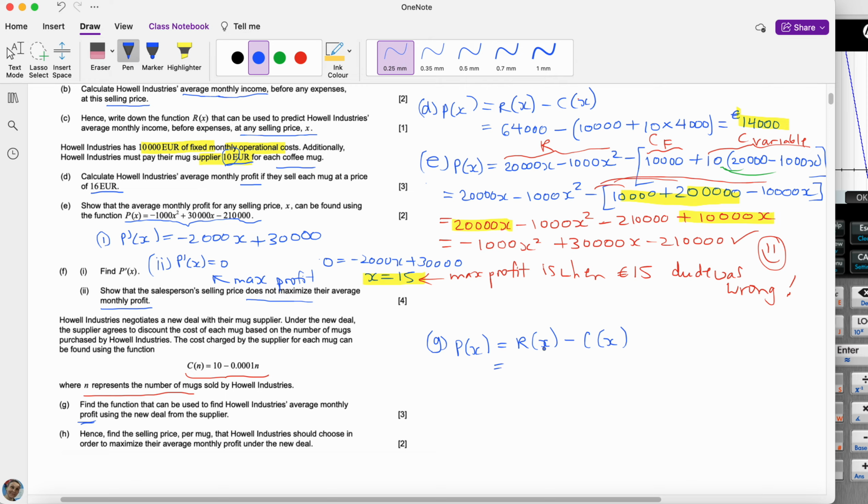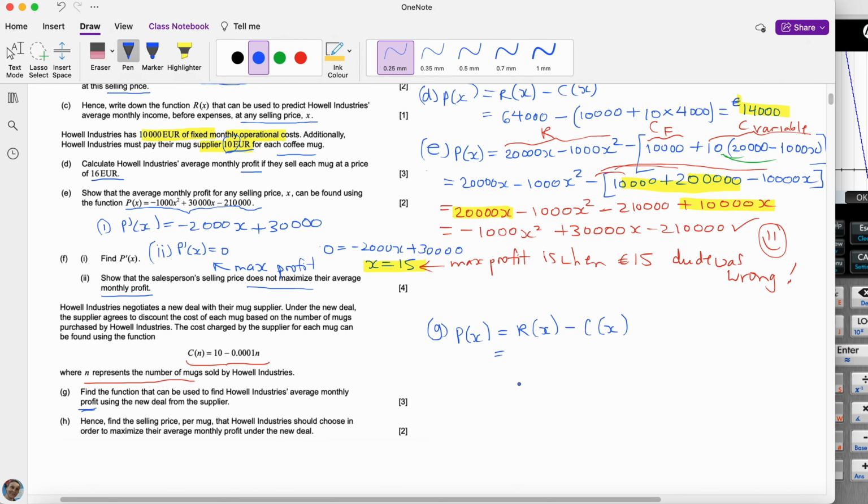Okay, so then we know our revenue function. You remember what's our revenue function? Our revenue function is still, we're using it a lot, aren't we? There it is. Okay, so this is going to be your 20,000x minus 10,000x squared. Okay, so now I need to write in my whole cost.